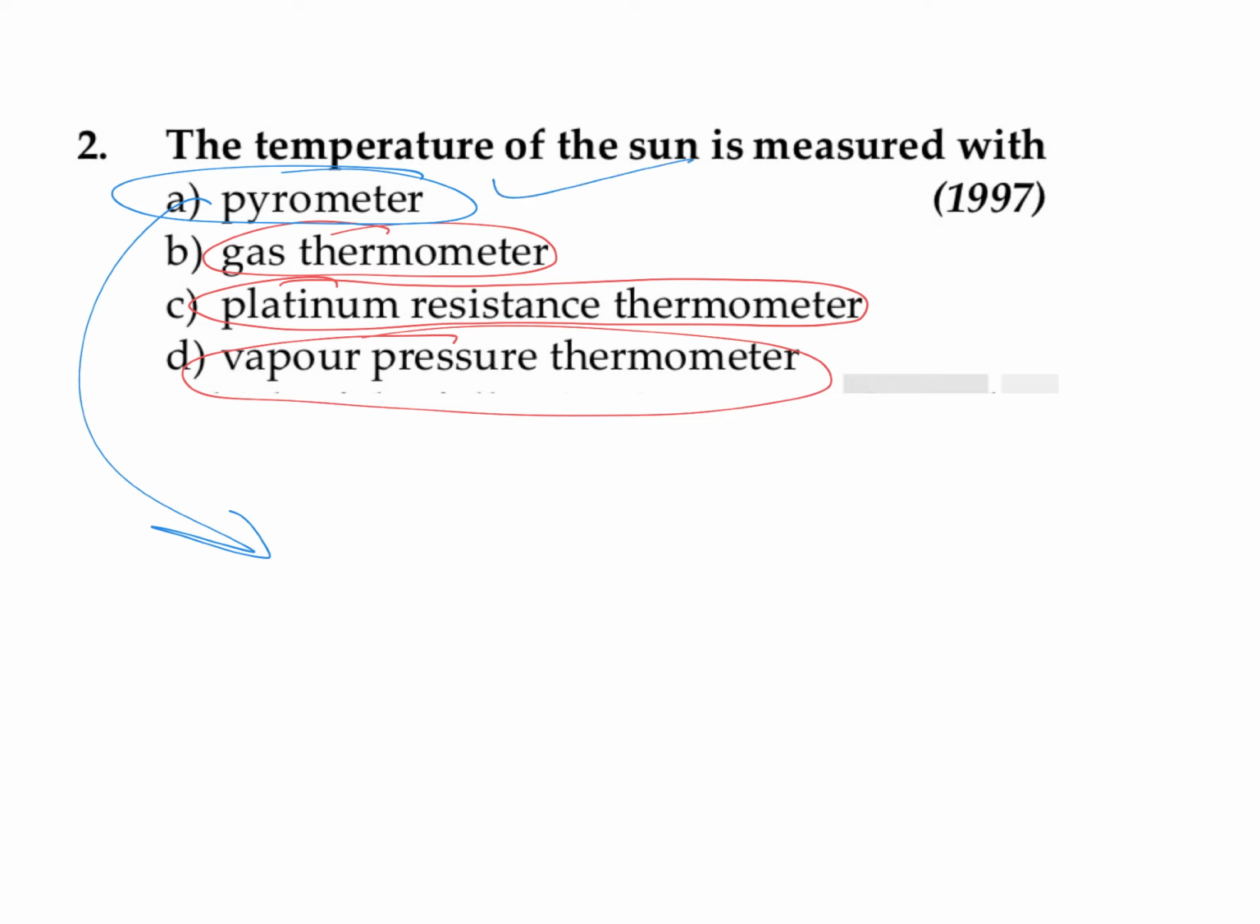A pyrometer is an instrument that measures temperature remotely, meaning without touching the object. While measuring the radiation from the object, or the wavelength radiated from the object, we can find out the temperature. That device we call the pyrometer. So for measurement of the temperature of the sun, we'll use a pyrometer.